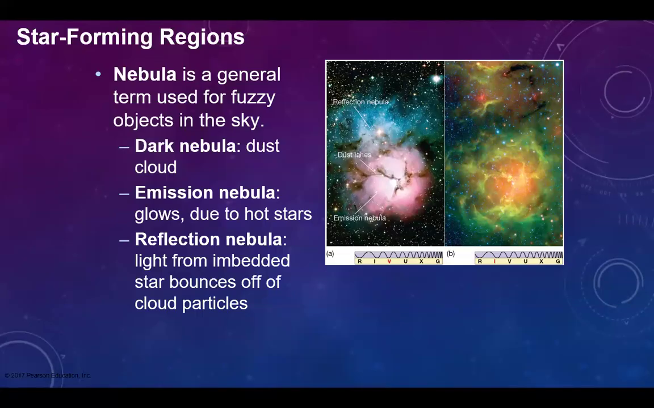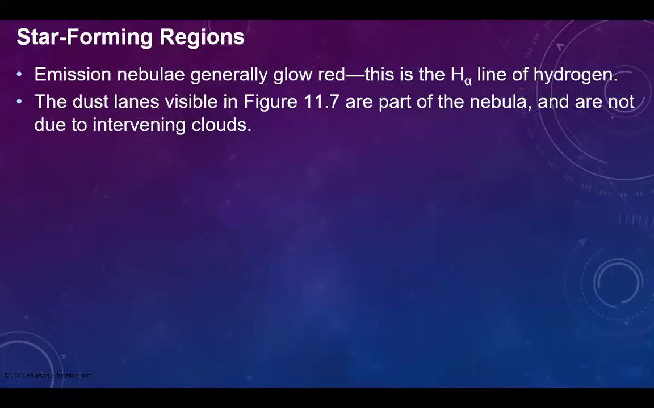And reflection nebulae are where light from an embedded star bounces off the cloud particles. This is a reflection nebula here. So reflection is blue, the emission is red. I think this is actually a true color image. A lot of the images of nebulae you see are false color images, but they're still often gorgeous. It's just that they put in artificial colors to spread the things out.